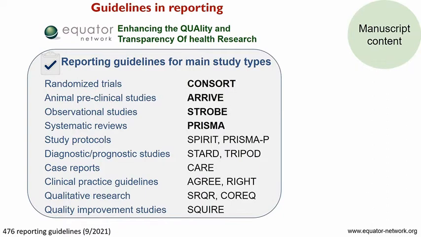There are enumerated now a tremendous number of guidelines for preparing articles. There's an organization called Equator, Enhancing the Quality and Transparency of Health Research. And they have an excellent website. It's very helpful and very data rich. And they have reporting guidelines for a various number of study types. Last time I looked, which was last month, there were 476 reporting guidelines on the Equator website.